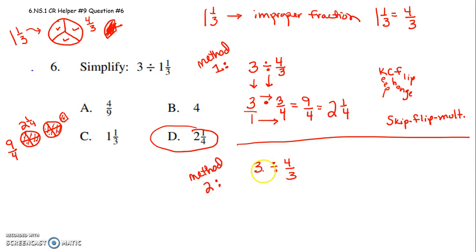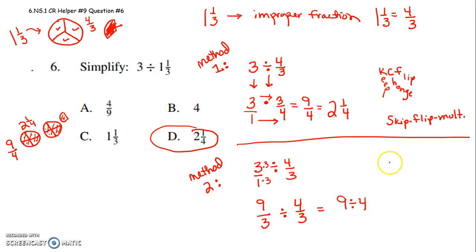Okay, some of you like to find a common denominator, and I just want to show you that's totally valid. So 3 is the same as 3 over 1. To find a common denominator, you'd multiply the numerator and denominator of this one by 3. 3 times 3 is 9. 1 times 3 is 3. So you have 9/3 divided by 4 thirds. 3 divided by 3 is 1, so that's gone. So then you just have 9 divided by 4.